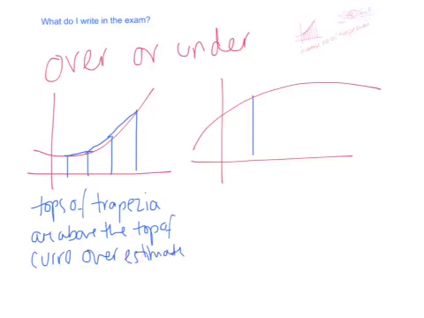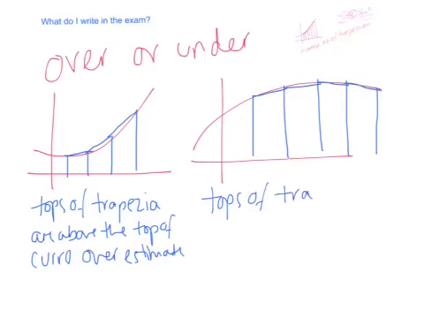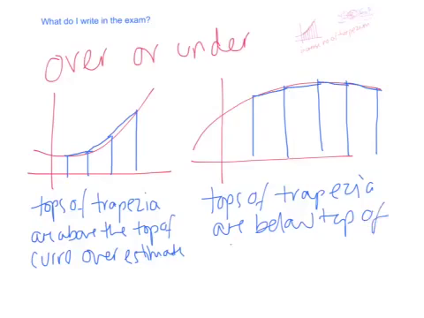Now if we did this one, can you see, if I exaggerate it slightly, the tops of the trapezia are below the curve. Very badly drawn. So you would say the tops of the trapezia are below the top of the curve, therefore it is an underestimate. Okay, so those are just a couple of little extra bits.